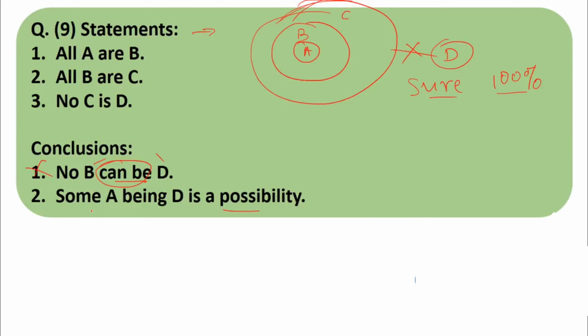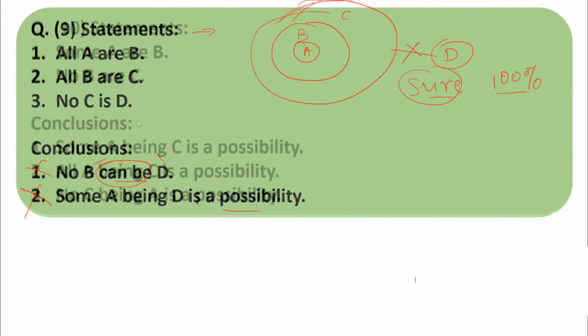Next, some A being D is a possibility. Common sense, look at the diagram. A comes inside B, B comes inside C. So A comes inside C. C is not at all connected to D. How will A be connected to D? Absolutely not. A and D are not connected, that we know for sure. So A can never be connected to D. So this is also a wrong conclusion, that some A can be D or some A being D is a possibility.